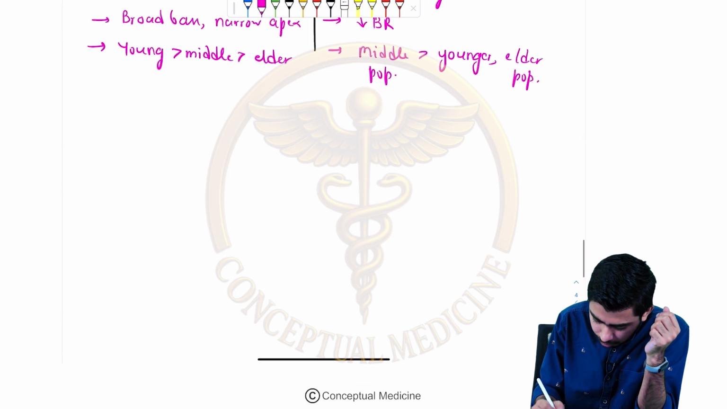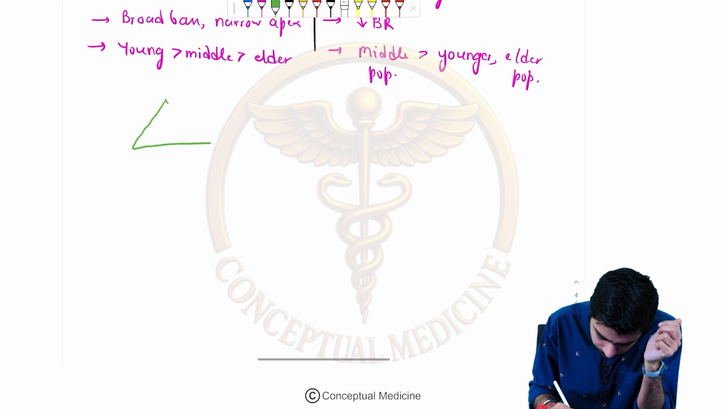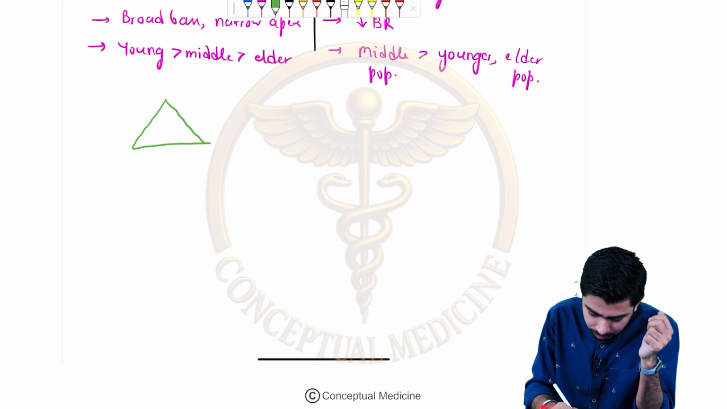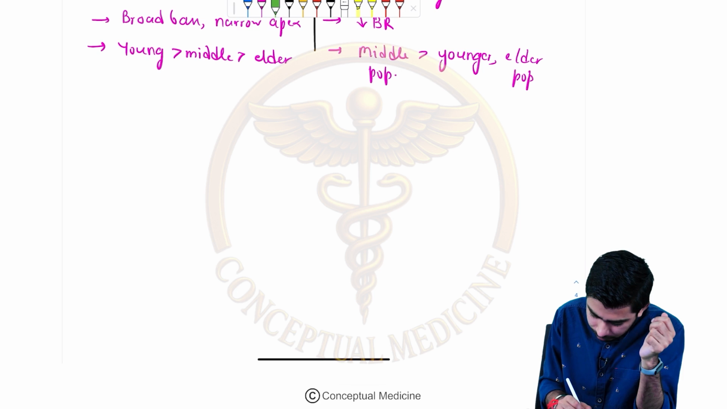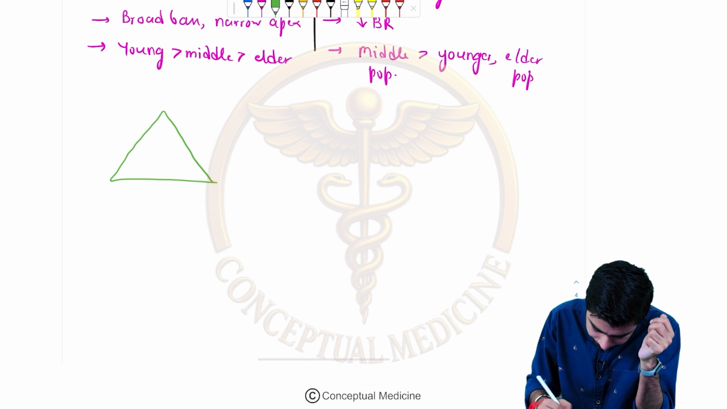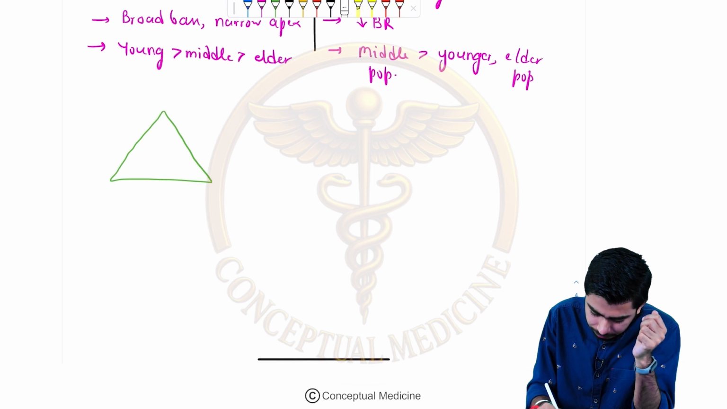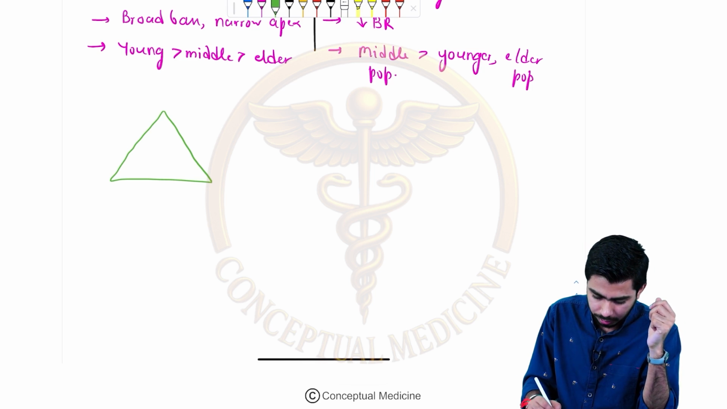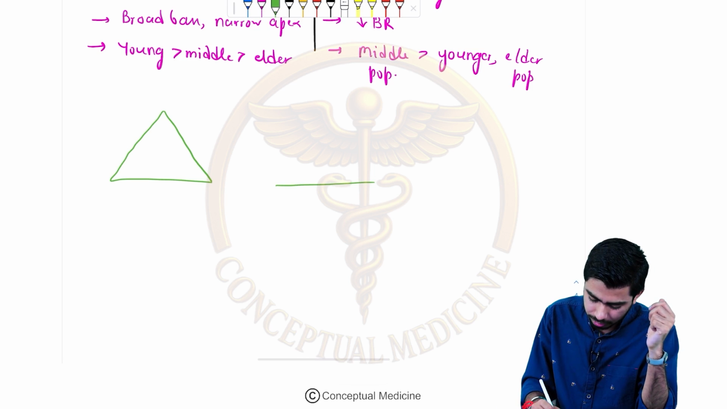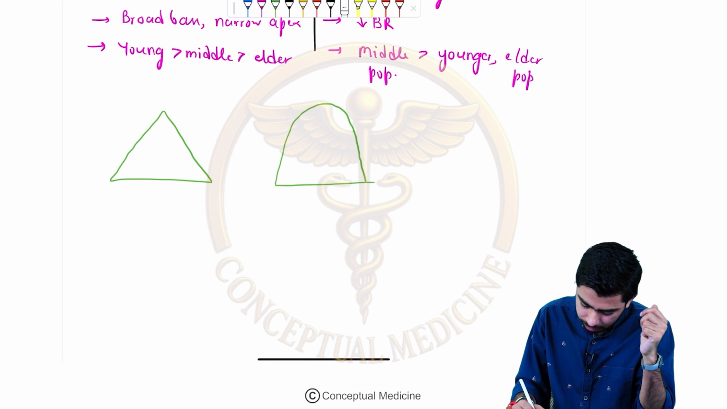Let's say, guys, I'm drawing one particular age pyramid over here, this one, in front of you. Okay, so let me draw it very well. So one age pyramid is this one, right? The other age pyramid is like this. Yeah, it is like this.